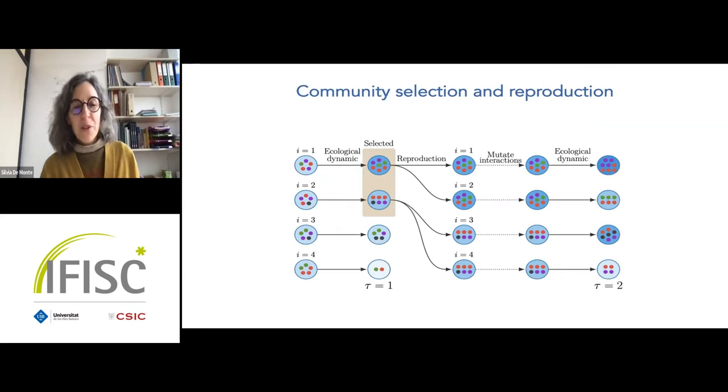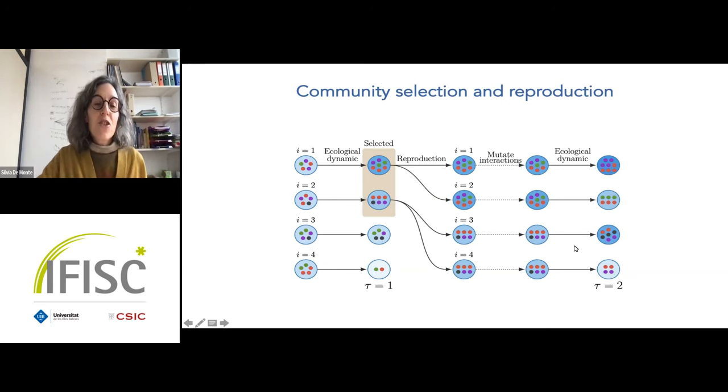So if you remember the previous model here, there's the upgraded version of it. So instead of having just two types, you have potentially S different types of particles within each collective. Again, you have an ecological dynamics that connects the, let's say, newborn state to the adult state. And the adult state is the moment in which selection is applied. Let's say that here you select these two communities, and then you reproduce them.